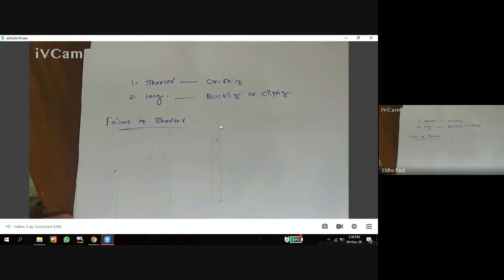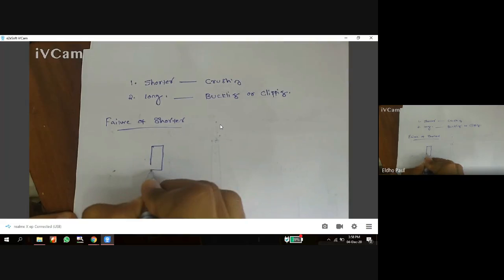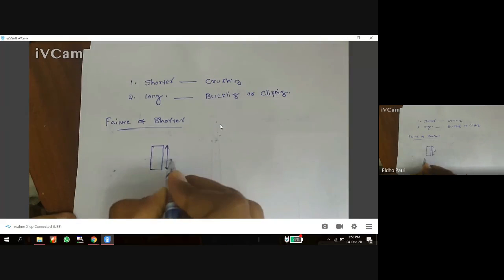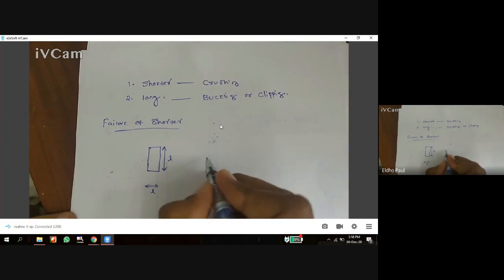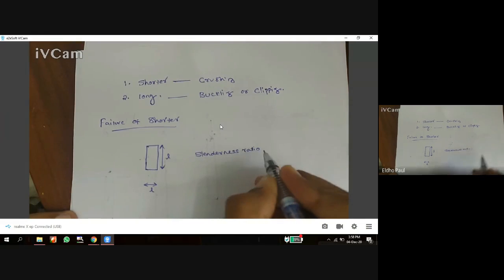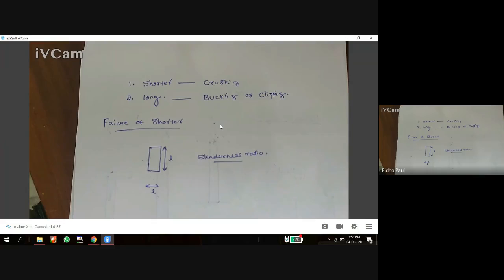Okay, so here I am taking a shorter column. Consider this one is a very short column. When we compare the length and the diameter, we have a ratio called the slenderness ratio. Based on this ratio, we can distinguish which one is a shorter column or a longer column. We will discuss what the slenderness ratio is later.